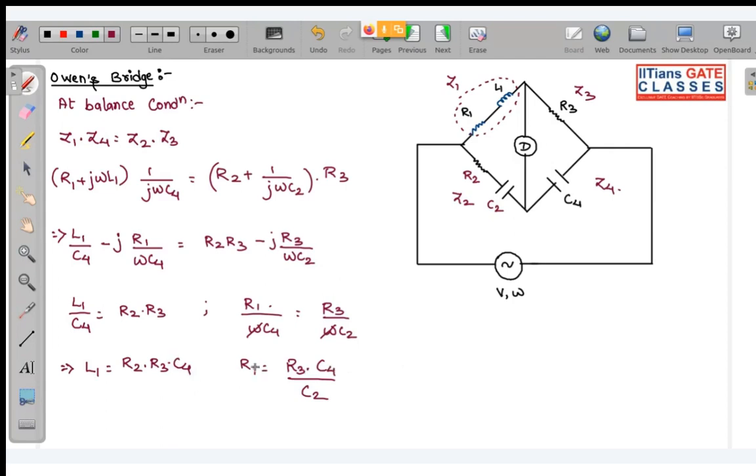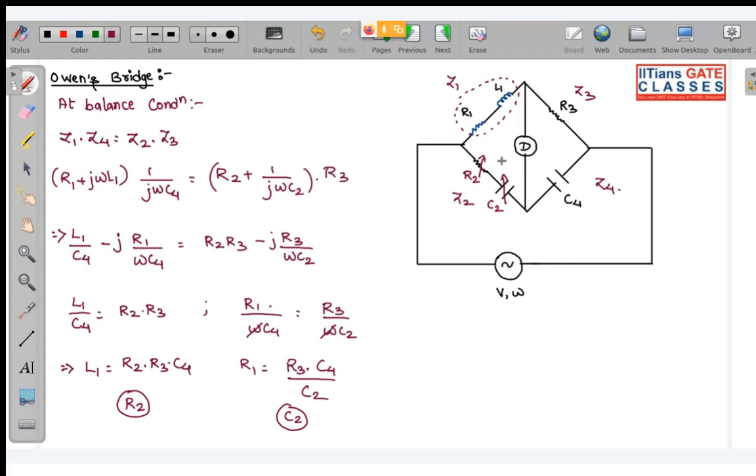So now what are the uncommon parameters? Here C4 is present in both, so it is not taken. Here R3 is also present. So here R2 is uncommon and here C2 is uncommon. So you can see basically I can vary these two parameters to balance the bridge or converge the bridge. Okay. Fine.